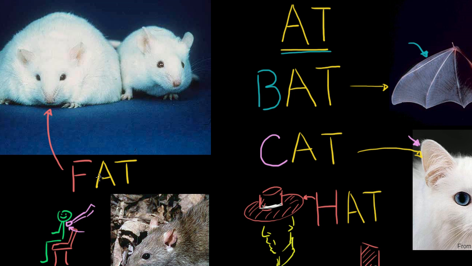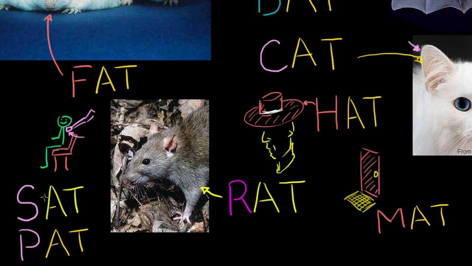At. At. And we said this is where he sat. At. At. Sat. And then we gave him a pat. At. Pat. And then finally, this thing here was not a squirrel or a mouse. It was a rat. At. Rat.